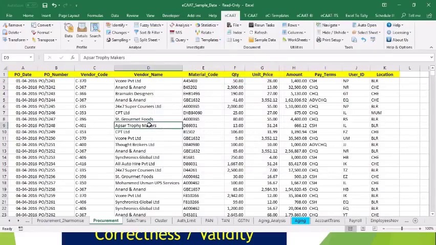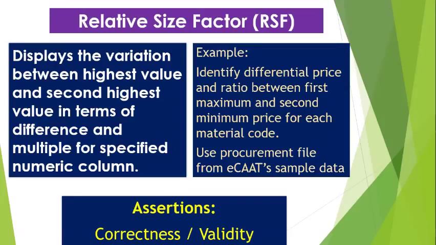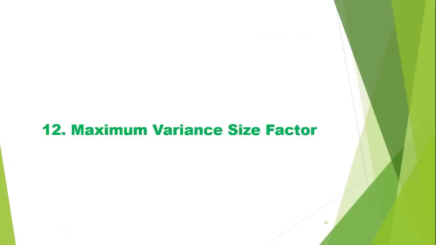Okay, now we got another function which I'll show you, which is similar in nature. Now the disadvantage in the case of the relative size factor is, if the first and the second highest values are both wrong, then, for example, I have bought the headphone at 500 rupees, but I have bought this first highest as 5000 rupees, and I bought one more item at 4900 rupees, then the relative size factor will not find any variance, because the first highest is 5000 and the second highest is 4900. Now this is the problem which is solved by using the maximum variance size factor.